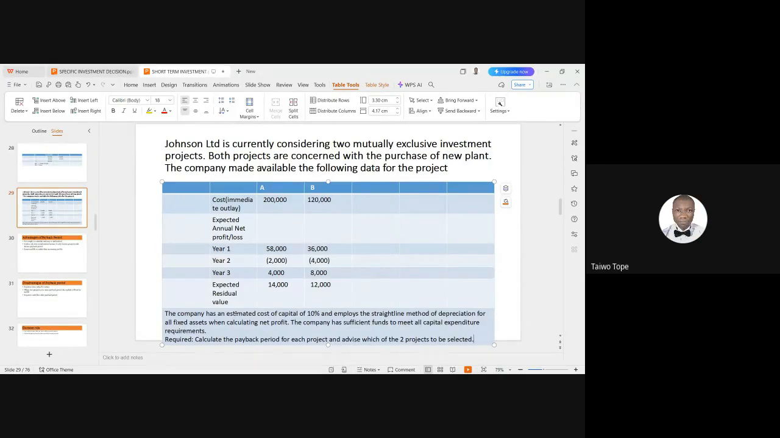From this question, what can you tell me? A student asks: my question is that year two are still negative, all of them are negative, so how are we going to treat it? Are we going to sum together, then take it off plus the residual value? Don't worry, we're coming to that. I've not solved it yet.